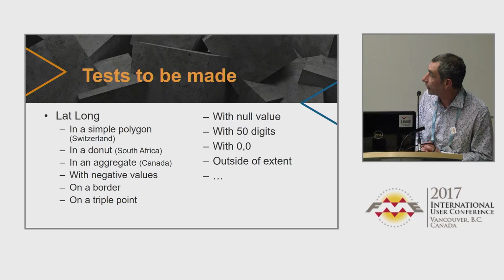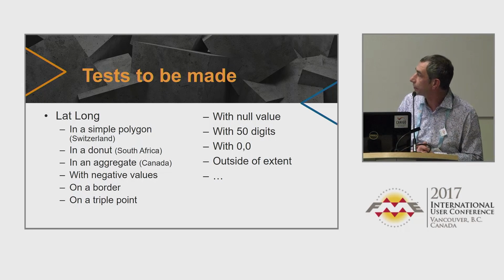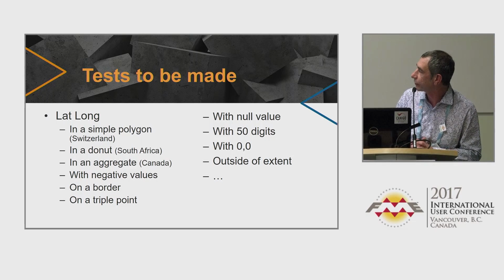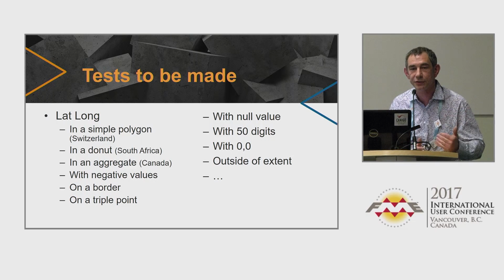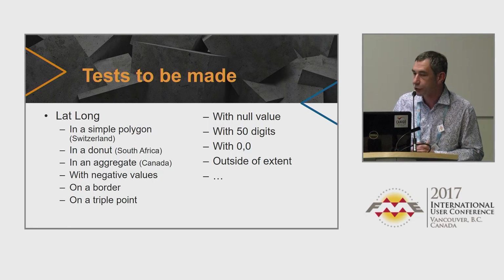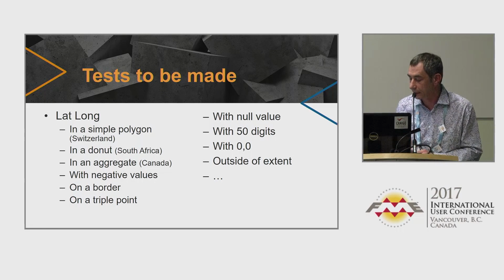For instance, you will have to take the case where the point is in a simple polygon, Switzerland for instance, in a donut, South Africa, in an aggregate with negative value, or just on a border. You have a lot of tests to do. Now I will just show you how to design the scenario for the case where the point is located in Vancouver.